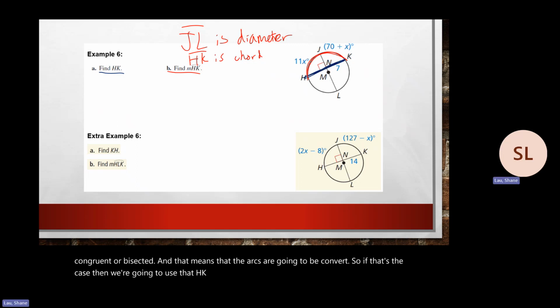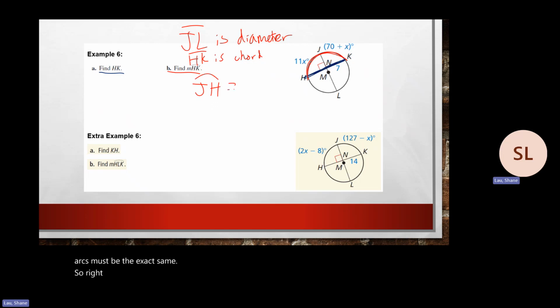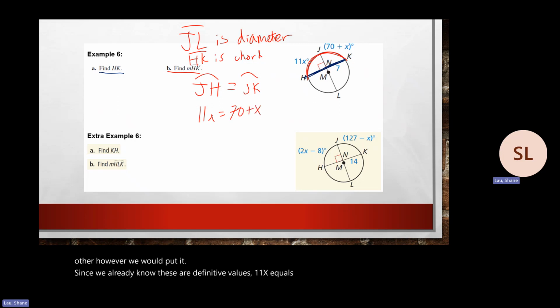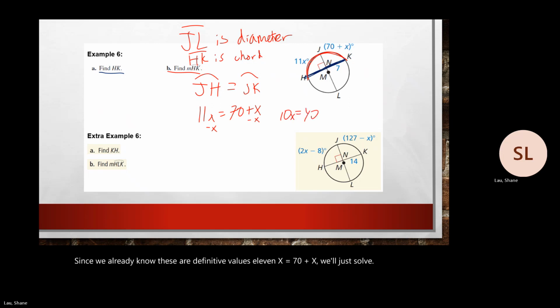HK is a chord, right? Which therefore means that these two arcs must be the exact same. So we'll write arc JH and arc JK are going to be congruent to each other, or equal to each other, however we put it. Since we already know these are definitive values, 11x equals 70 plus x, we'll just solve. And then we get x equals 7.